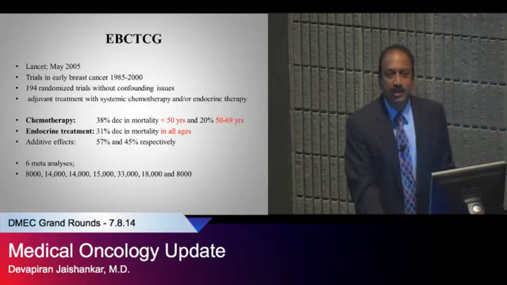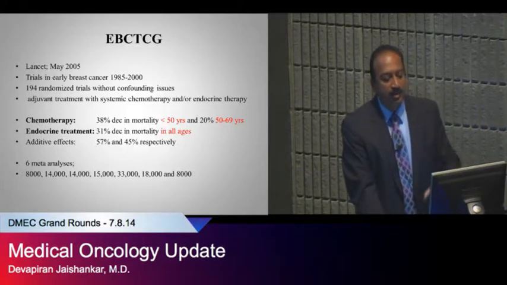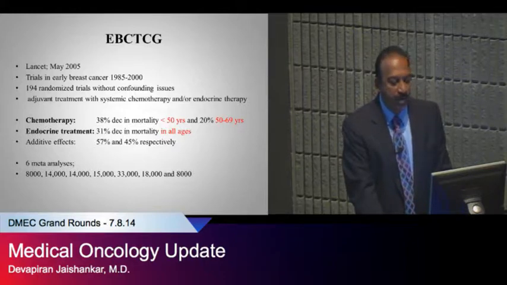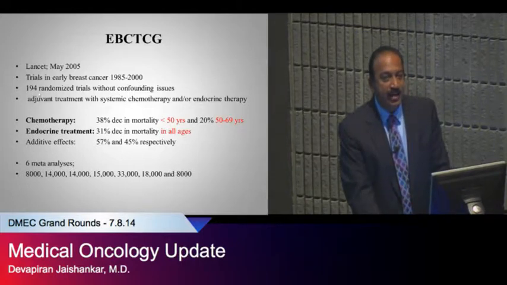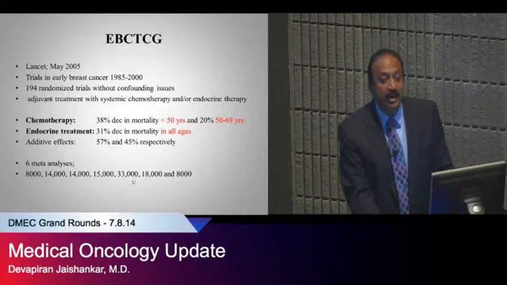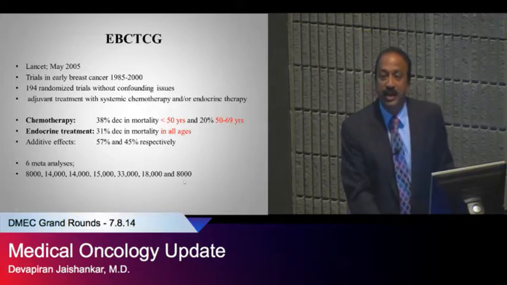Any discussion about adjuvant therapy would be incomplete without us talking about the EBCTCG data, which is the Early Breast Cancer Trialists Collaborative Group, published in May of 2005 in The Lancet. So it's not new data, but it's phenomenally powered, because this is data from 1985 to 2000, 194 randomized trials without confounding issues were taken in. 6 meta-analyses. What are these numbers? 8,000, 14,000, 14,000, 15,000, 33,000, 18,000, 8,000. These are the number of patients in some of these meta-analyses.